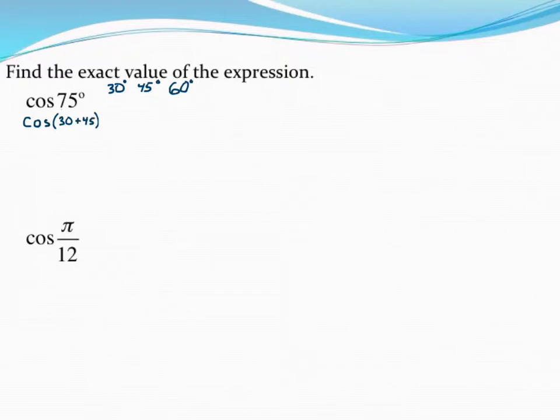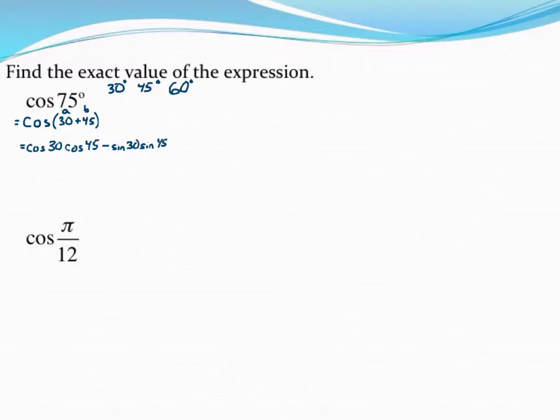So the reason this is helpful is that, using the formulas we've discussed in class, I can break this apart. Remember, we've talked about calling this angle A and that angle B. I can rewrite this as the cosine of A, 30, times the cosine of B, 45, minus the sine of A, which is 30, times the sine of 45. Again, that formula comes from what we've discussed in class.